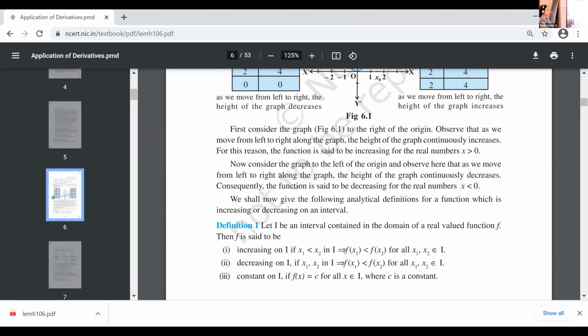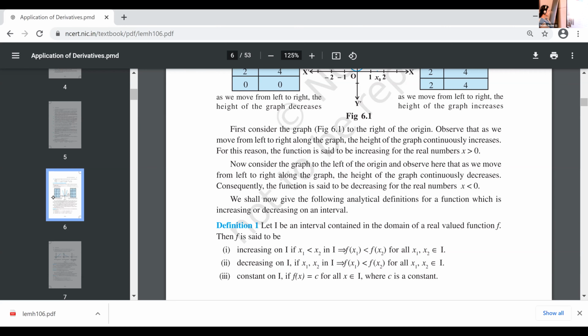Then f is said to be increasing on I if x1 less than x2 in I implies f of x1 is less than f of x2, where x1, x2 belongs to I.